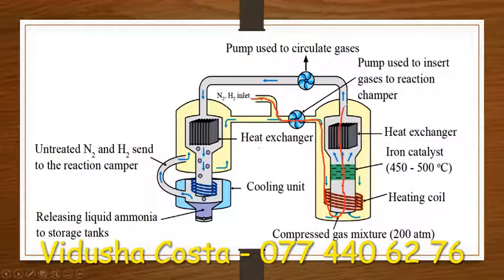Okay, because all the nitrogen and hydrogen are not converted to ammonia, all three gases pass through the reaction chamber. Then you can take them into another chamber where you can use a heat exchanger to reduce the temperature, and by that you can get liquid ammonia, and the remaining nitrogen and hydrogen you can reuse in this process.